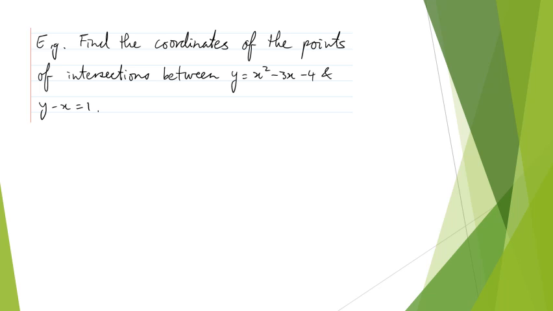find the coordinates of the points of intersections between these two. What do we say we have to do first? And then make sure that what? It's y equals to the rest, right? So then once you've got that, make the two y's equal. So 1 plus x equals x squared minus 3x minus 4.